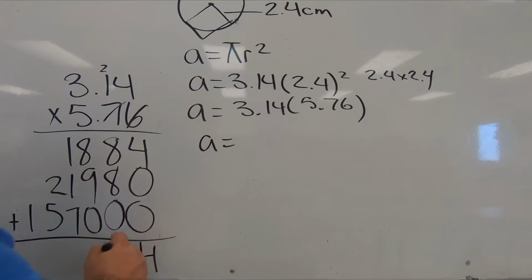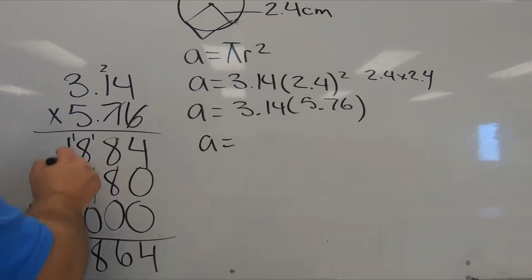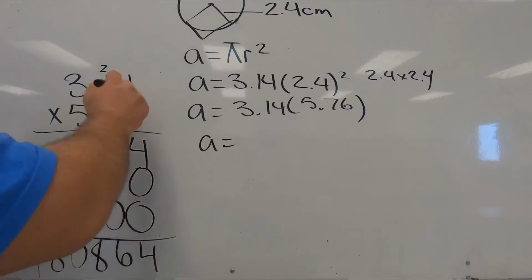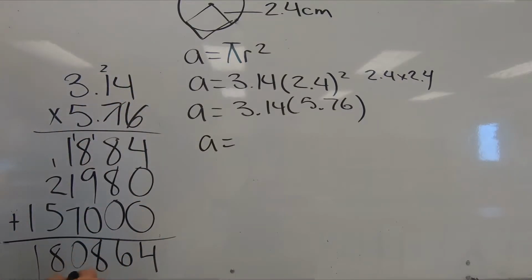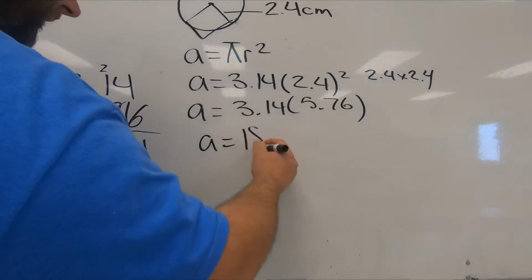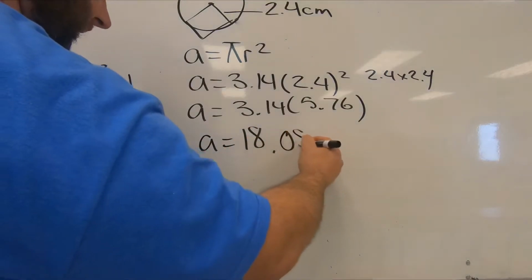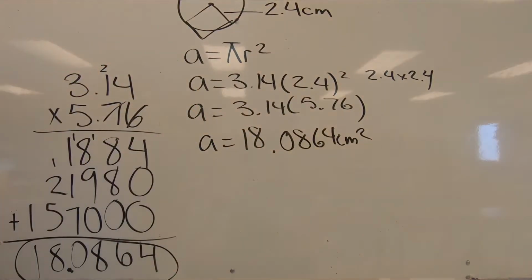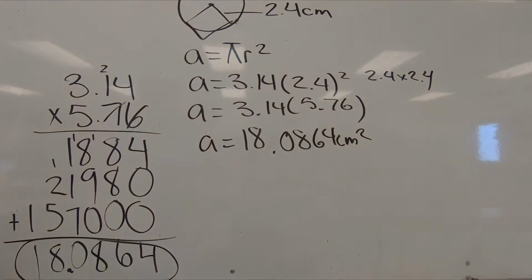We add up all of our numbers now. And we have 4 decimal places here. It's quite a few decimal places. So our decimal place will go right here. And our answer becomes 18.0864 centimeters squared. Boy, there you go.